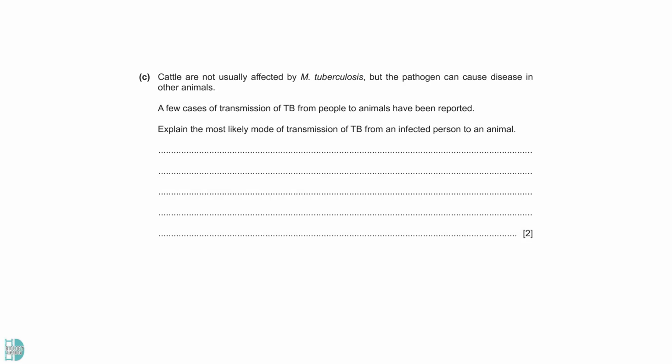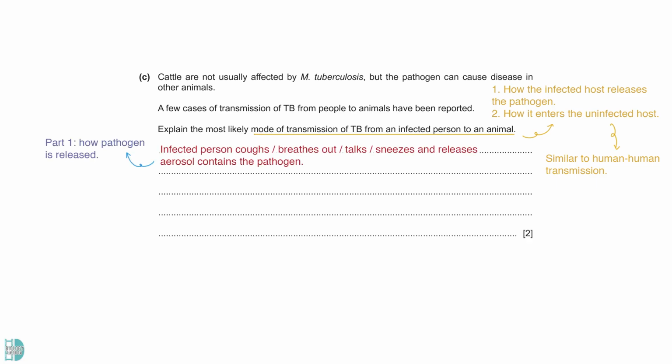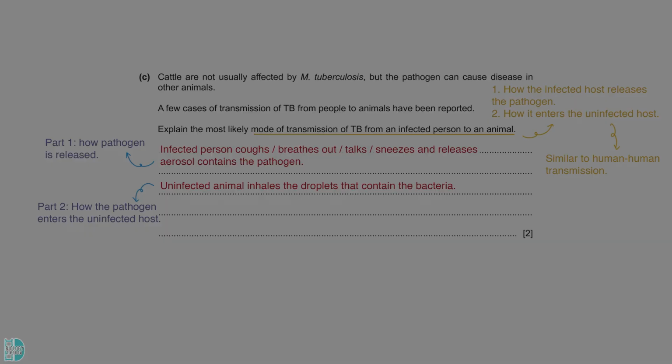C. Explain the most likely mode of transmission of TB from an infected person to an animal. Your answer to this question should contain two parts: how the infected host releases the pathogen and how it enters the uninfected host. The method is very similar to how it is transmitted from human to human. The infected person coughs, breathes out, talks or sneezes and releases aerosol containing the pathogen. The uninfected animal inhales aerosol or droplets that contain the bacteria.